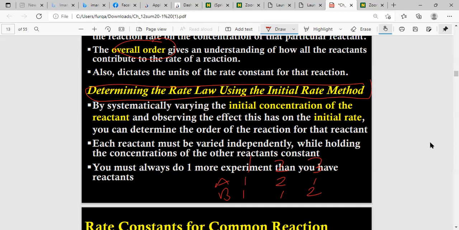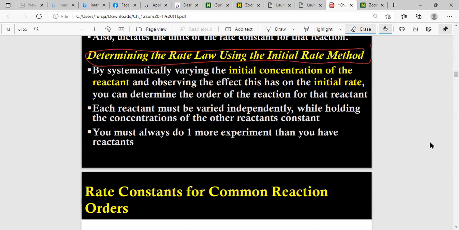So that's how I'm going to see how the change in concentration of one reactant is going to affect the rate, because I'm interested in the order of the chemical reaction in terms of the concentration of each reactant. And for that, I have to go with three experiments. When we do a practice problem, we'll see what I'm trying to say here.